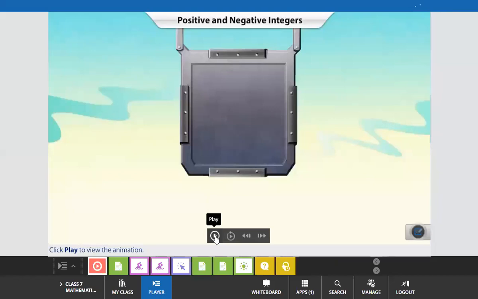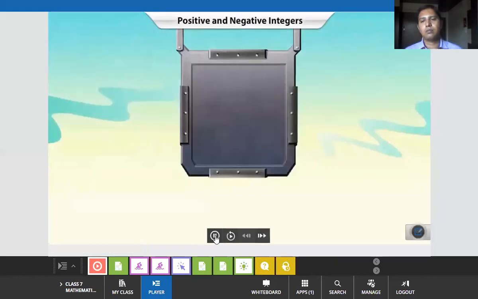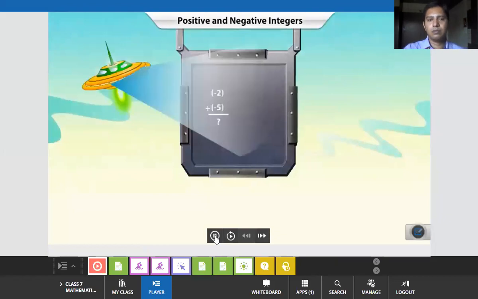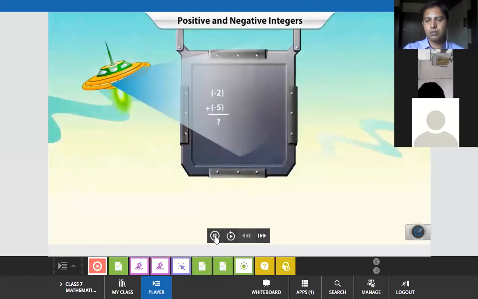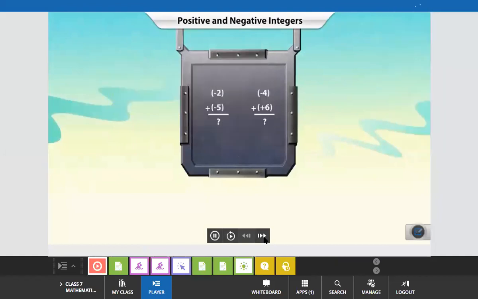You've already seen how to add two positive integers. Now that you know what negative integers are, let's see how to add two negative integers, or a negative integer and a positive integer. To understand how to add integers, let's play a game.